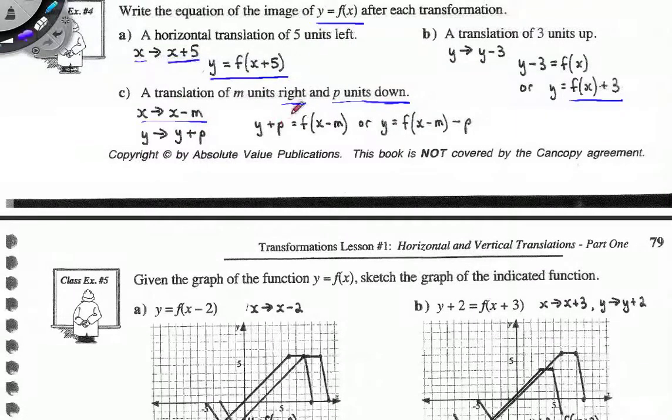Well, let's look what will happen. We start with y equals f of x, but y has changed to y plus p, x has changed to x minus m. And now just moving the p to the other side, we get our final equation, y equals f of (x minus m) minus p.